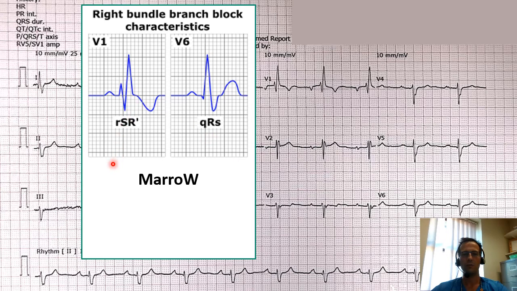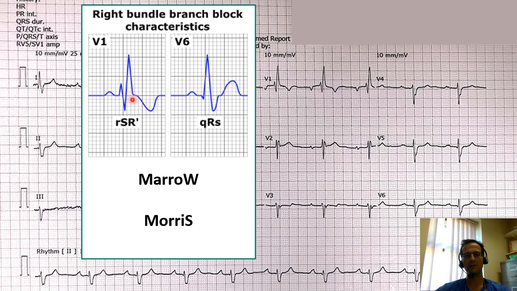The best way of telling that, there are lots of different ways, is to, as I say, look at V1 and V6, and MaRRoW is the most classic mnemonic for remembering this. We're looking at an RSR pattern in V1, which looks a bit like an M, and importantly, for it to be typical right bundle branch block, the first R should be lowercase little, followed by a big uppercase R. So small r, big R, RSR pattern. That is characteristic of typical right bundle branch block.